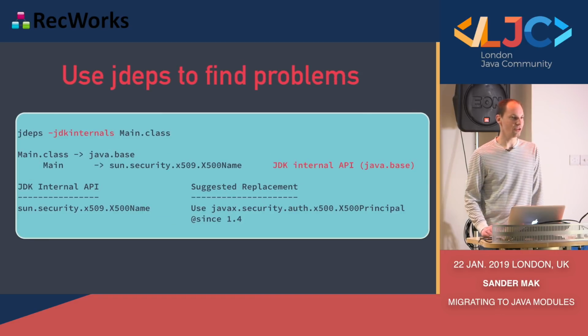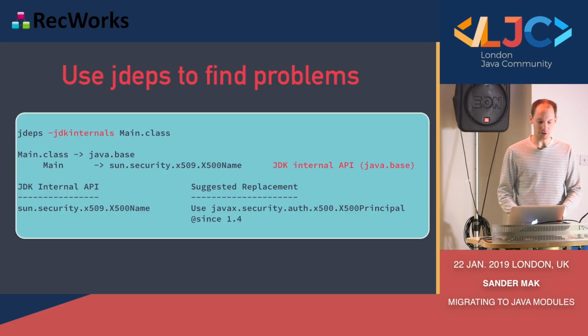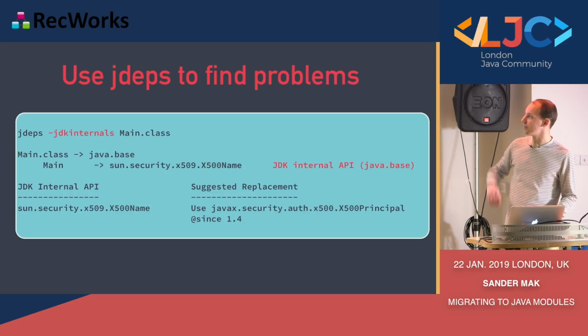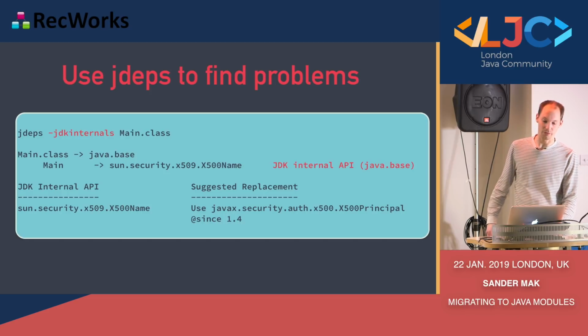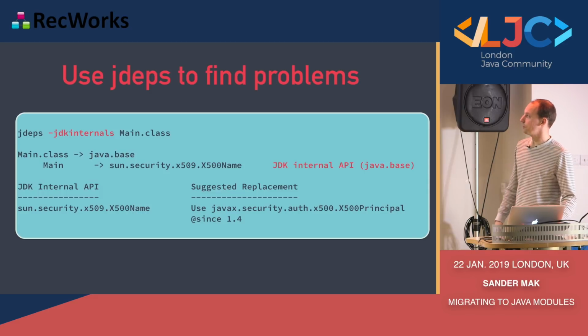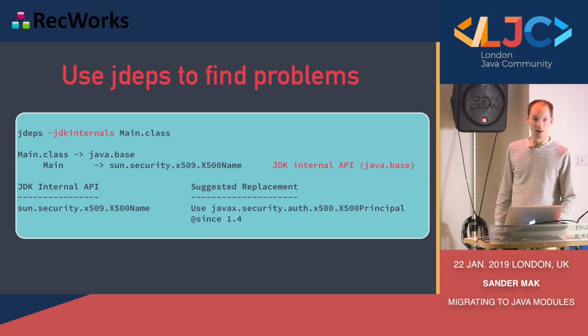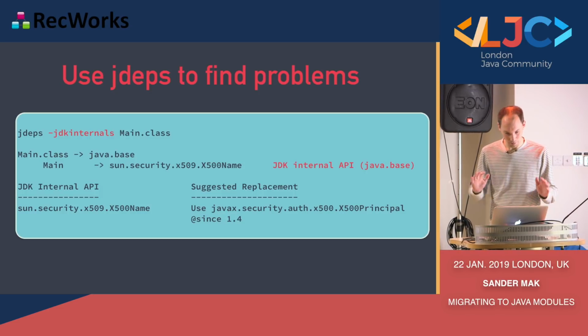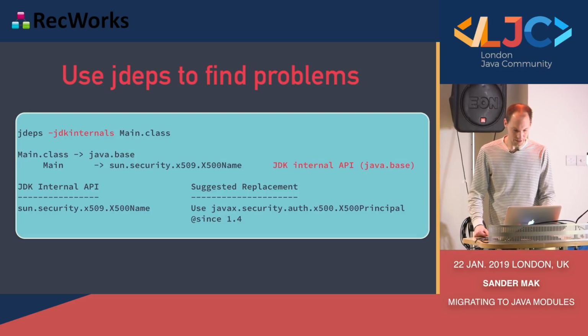And again, JDeps to the rescue. We don't have to find this out by compiler error. We can also pass the JDeps JDK internals flag. And what it will tell us is, it will scan our main class, and it will tell us, okay, this X500Name that you use from the sun.security.x509 package, don't do that. Instead, please use the suggested replacement, which is the one in the javax.security.auth.x500 package, which, by the way, has been there since Java 1.4, right? So maybe it's time to update your code.